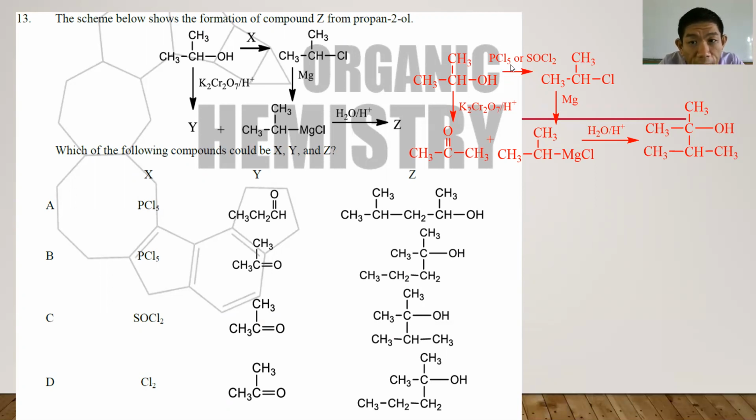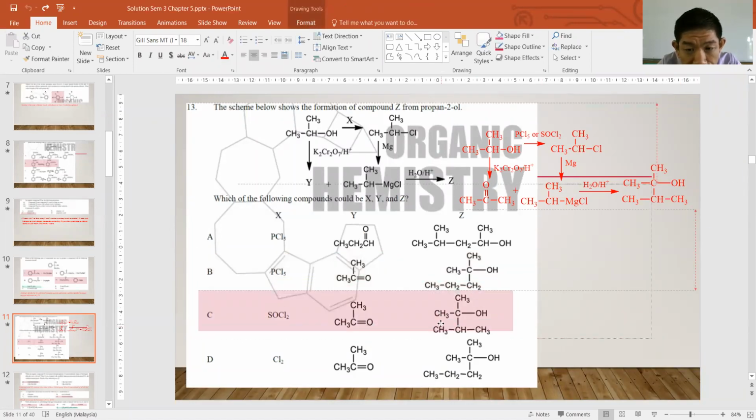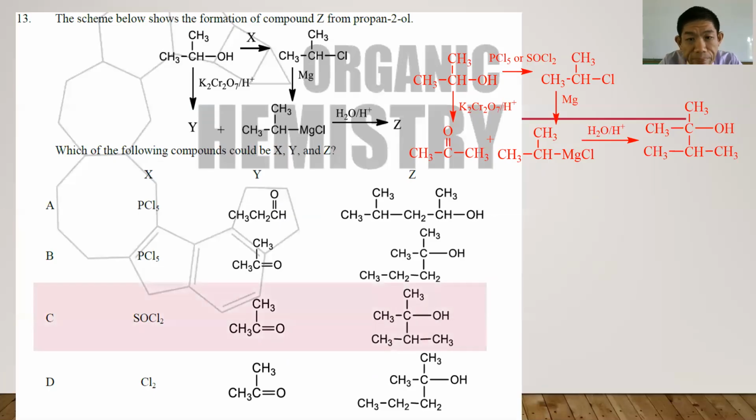So you use PCl5 or SOCl2 to synthesize the required haloalkane. Then the haloalkane, you react with magnesium to form a Grignard reagent. And the Grignard reagent reacts with a ketone under acidic condition to form a tertiary alcohol. So as you can see in here, the best answer that describes the correct scheme flow will be B. C, it would be C. Sorry, my mistake. It's C, not B. Pardon me for that. So that is for question number 13.